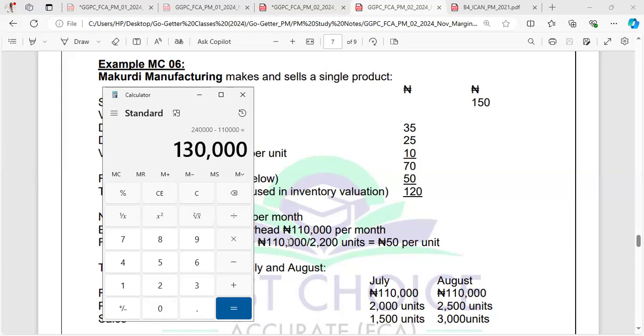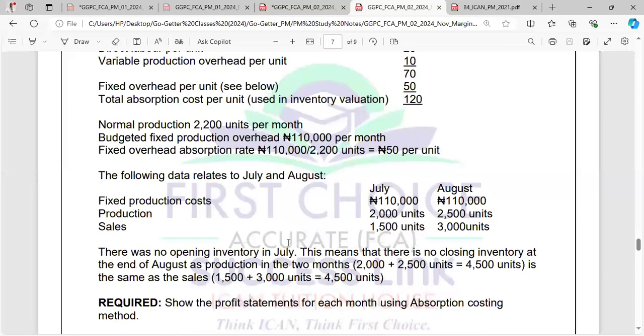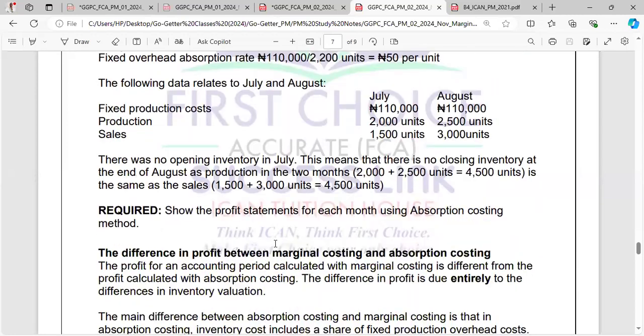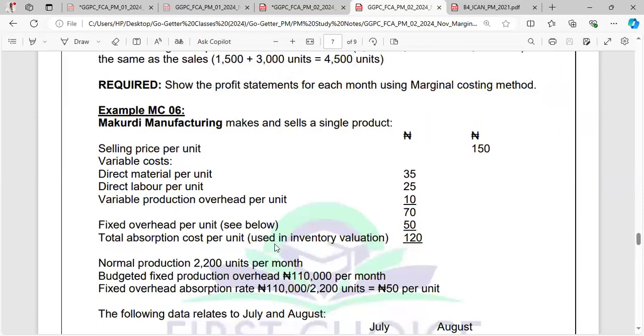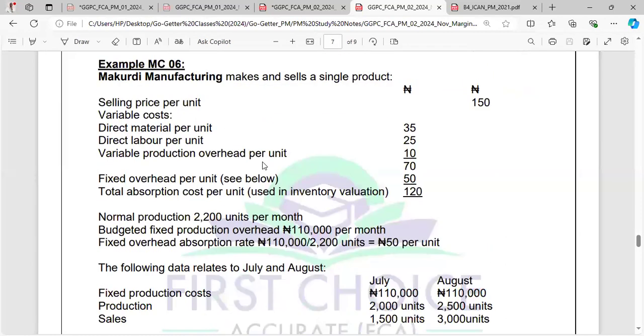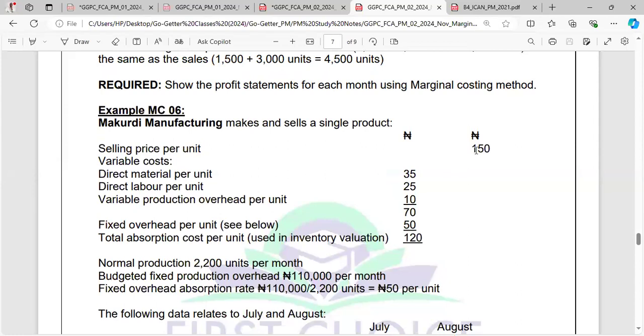Now that's how we do it. Remember, you have to bring your variable cost, and you have to make sure your opening inventory and your closing inventory are variable in nature. So that's it. In example 6, we are doing the same thing, but now we have been told something. It's the same 150, there is 35 naira, everything here gives me this 70. But now there is a fixed overhead per unit added to it, 50. Now total absorption cost now used in inventory is 120.